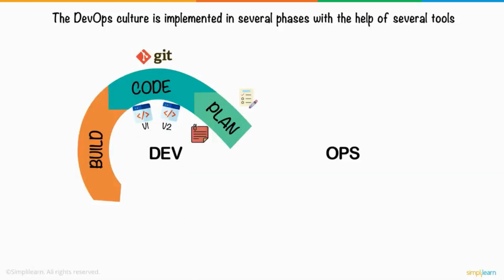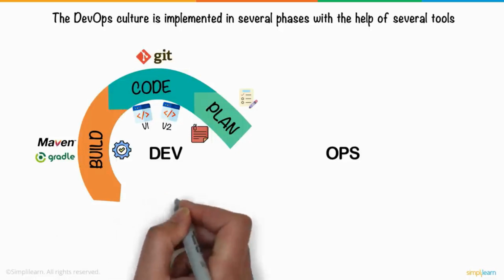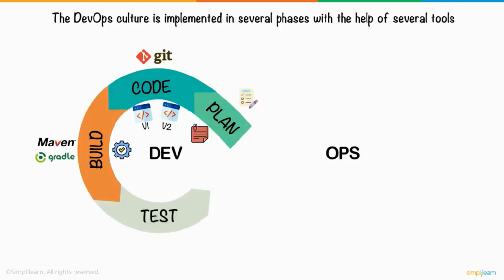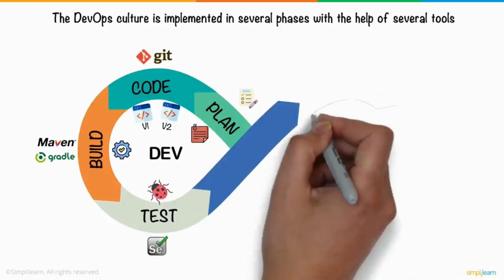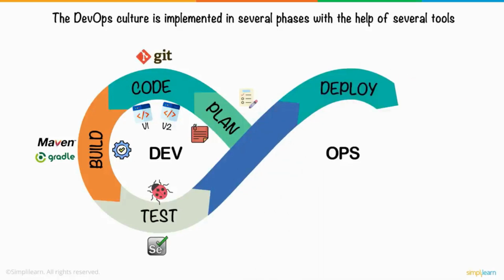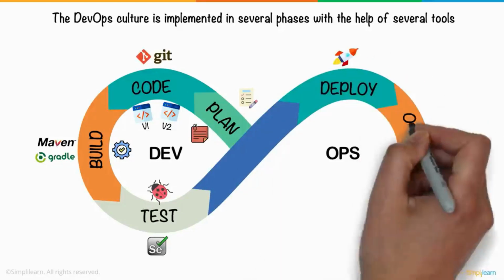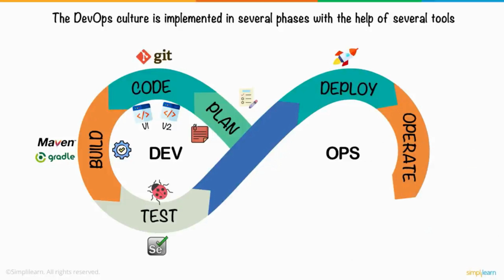After the code is successfully built, it is then tested for any bugs or errors. The most popular tool for automation testing is Selenium. Once the code has passed several manual and automated tests, we can say that it is ready for deployment and is sent to the operations team. The operations team now deploys the code to the working environment. The most prominent tools used to automate these phases are Ansible, Docker, and Kubernetes.